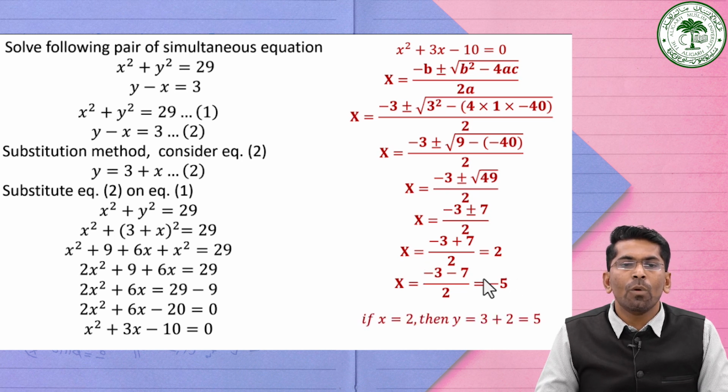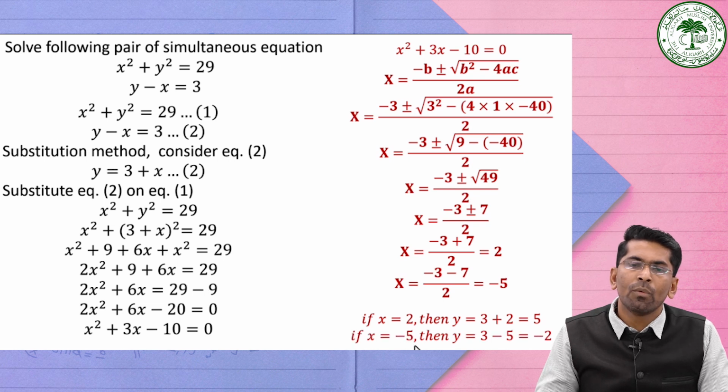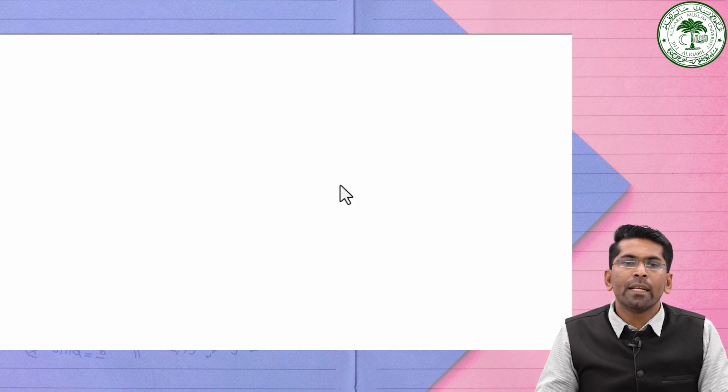So if x is equal to 2, then what is y? y is equal to 3 plus x. So when x is equal to 2, then y is equal to 3 plus 2, which is equal to 5. And if x is equal to minus 5, then y is equal to 3 minus 5, which is equal to minus 2. So in this way, we can solve this pair of simultaneous equations. Now let us consider another example.